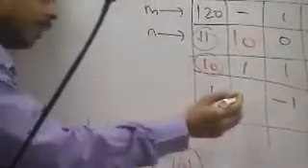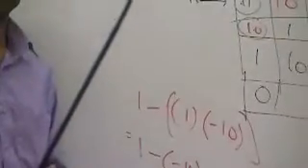Alright, so now 10 divided by 1: the quotient is 10. What's the remainder? 0. So, are you done? You can stop at 0. Right, you stop at 0. Good. So, what's your x and y?